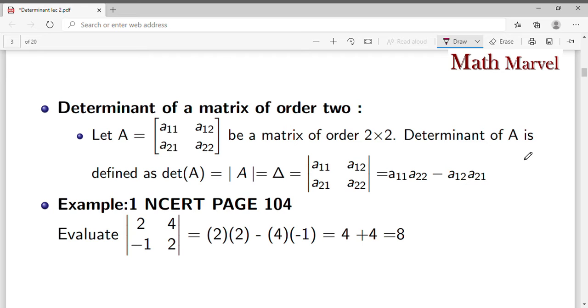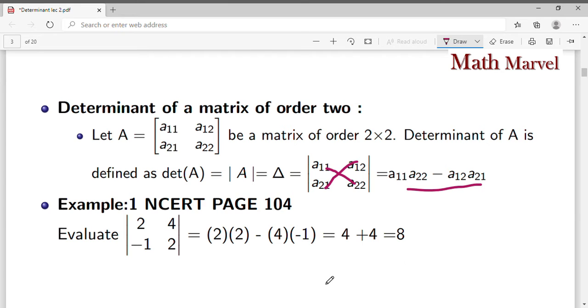Now how to find the determinant of A? The determinant of A, delta, is defined as the determinant of the elements of the matrix. Now after this step, do the multiplication: a11 into a22 minus a12 into a21. So this gives us the value of the 2 by 2 determinant.